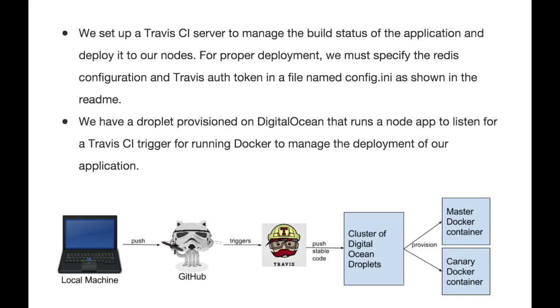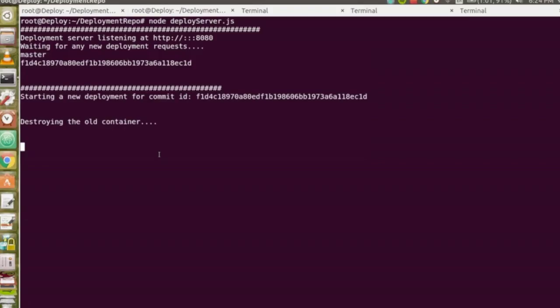And milestone 3 is deployment. We have set up a Travis CI server to manage the build of a basic application. We have a droplet provisioned on DigitalOcean to mimic the cluster of DigitalOcean droplets that we can push to. They use Dockerfiles to maintain their running apps.